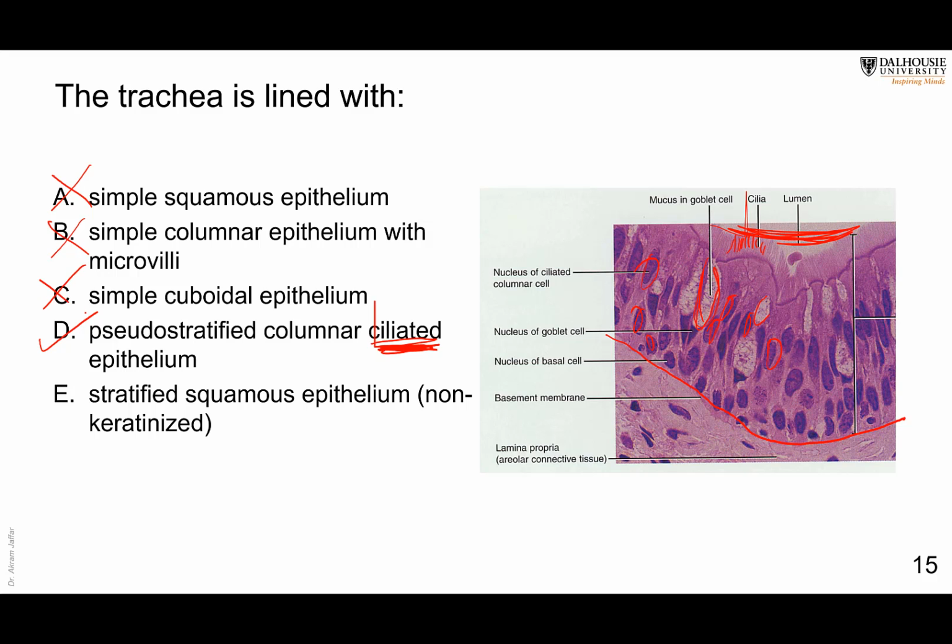And a stratified squamous epithelium, which is non-keratinized, is present in the pharynx, for example, in the oropharynx and in the laryngopharynx. It's a kind of protective epithelium. It's also present in the mouth, in the vagina, and in the lower part of the anal canal. So it's more or less a kind of protective epithelium. But the trachea is lined with respiratory epithelium, which is pseudostratified columnar ciliated epithelium with goblet cells.